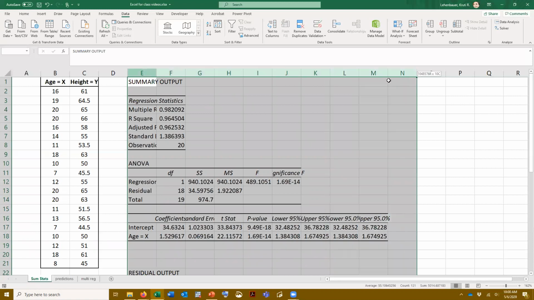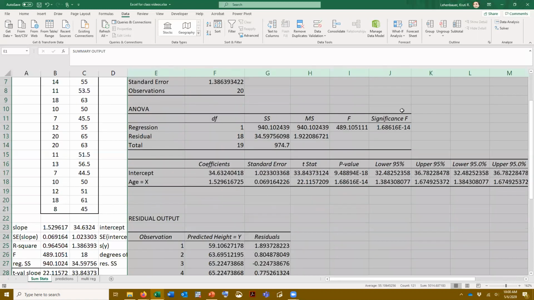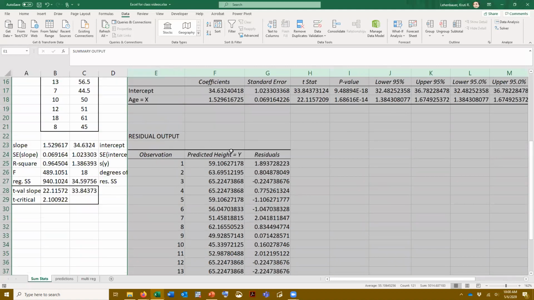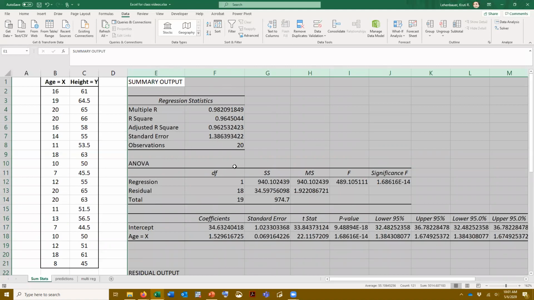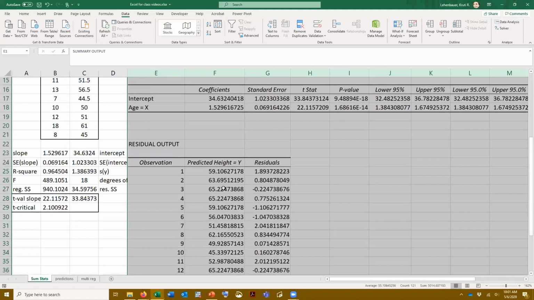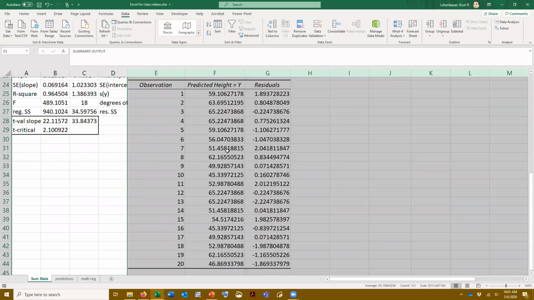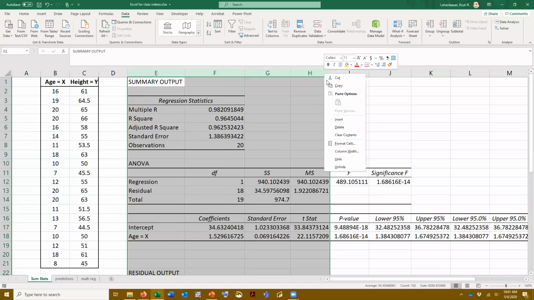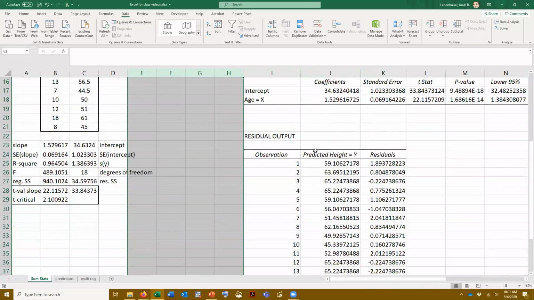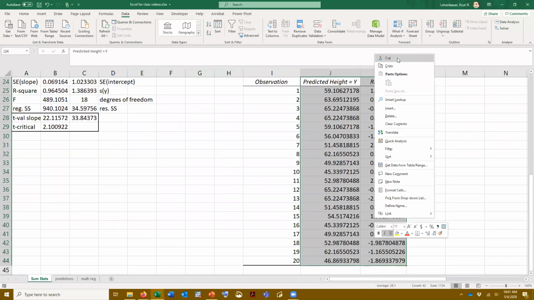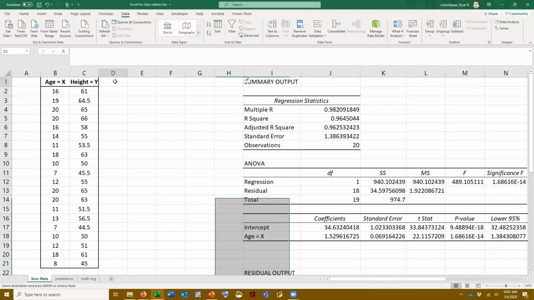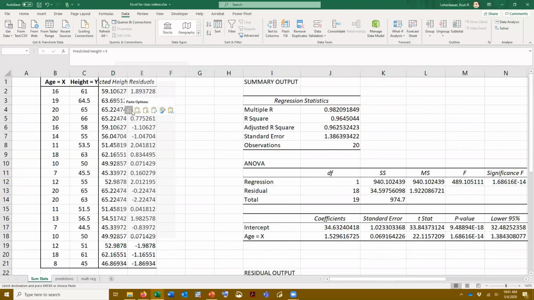So here is our regression analysis. And you can see these are our predictions. Basically, they are saying that for these 20 observations, the predicted height based on what we got from the regression would have been these numbers. So I'm going to show you this because it's kind of interesting. I'm going to insert a few columns, and I'm going to take these two and copy, and I'm going to paste them here. All right.